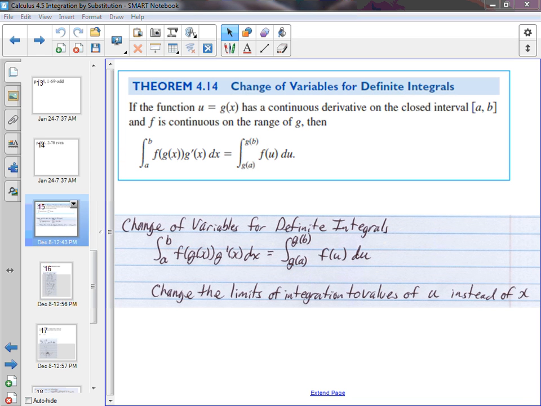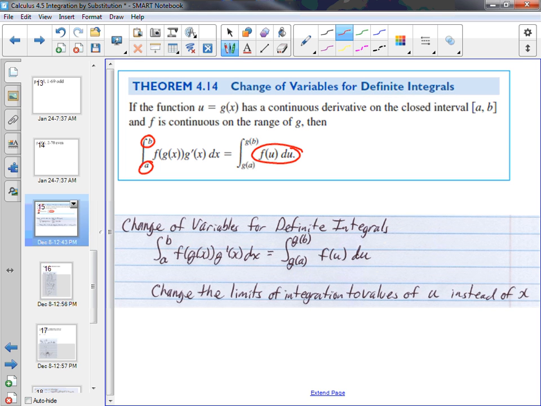Because the a is an x-coordinate, the b is an x-coordinate. So if we change all of this to u, having an x-coordinate as your limits of integration doesn't make sense anymore. So you change the lower limit of integration to be whatever u equals at x equals a. You change your upper limit of integration to be whatever u equals when x equals b. So if you change the integrand, you must change the limits of integration.